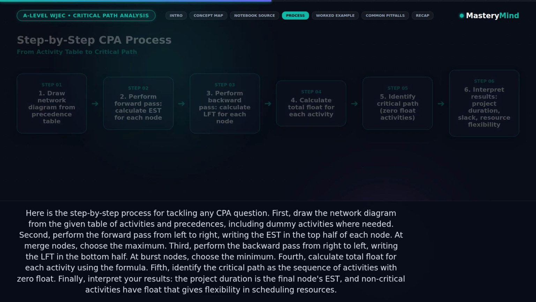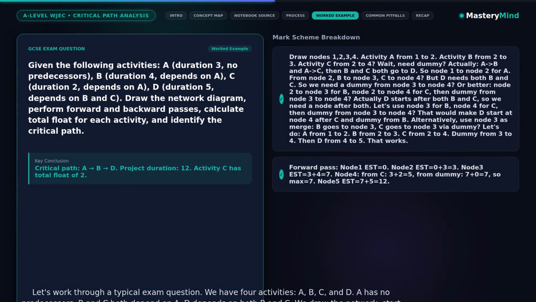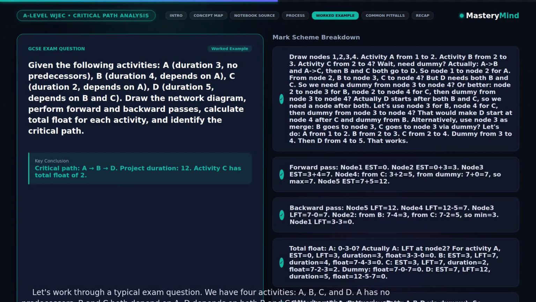We have four activities: A, B, C, and D. A has no predecessors. B and C both depend on A. D depends on both B and C. We draw the network: start node 1, activity A to node 2. From node 2, activity B to node 3, and activity C to node 4. Since D needs both B and C, we add a dummy activity from node 3 to node 4, then activity D from node 4 to node 5.